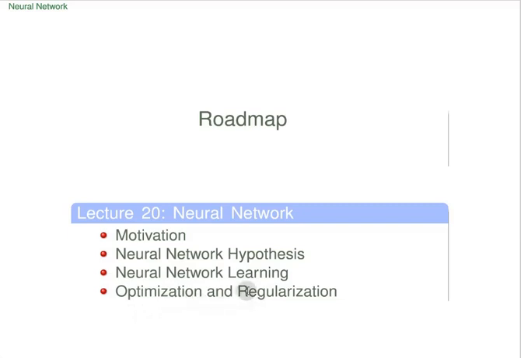Because neural networks are a very flexible model with a great approximation power, they tend to overfit the data. We will study a number of techniques to control overfitting, specific to neural networks.